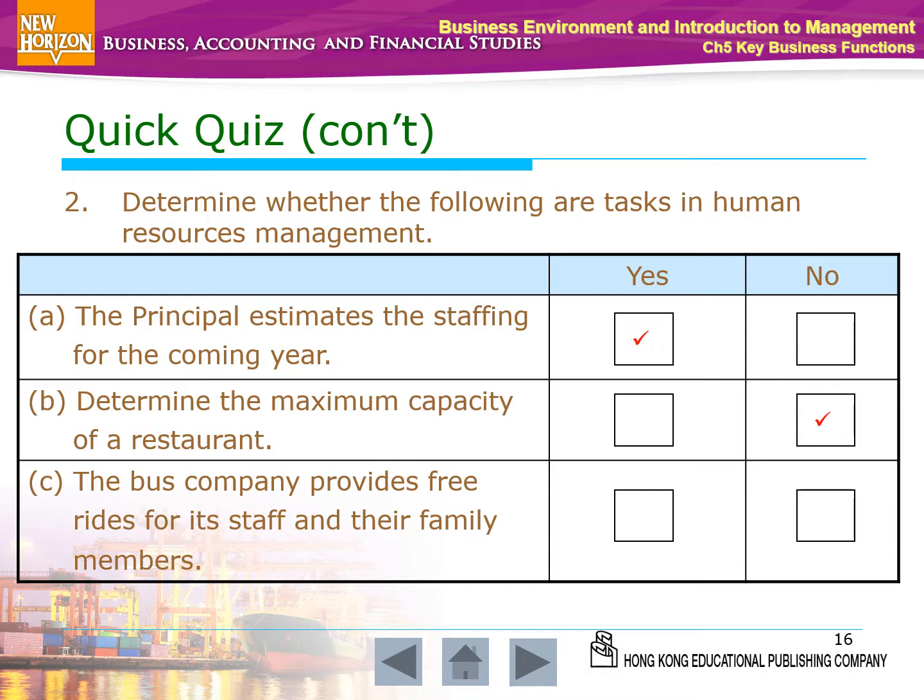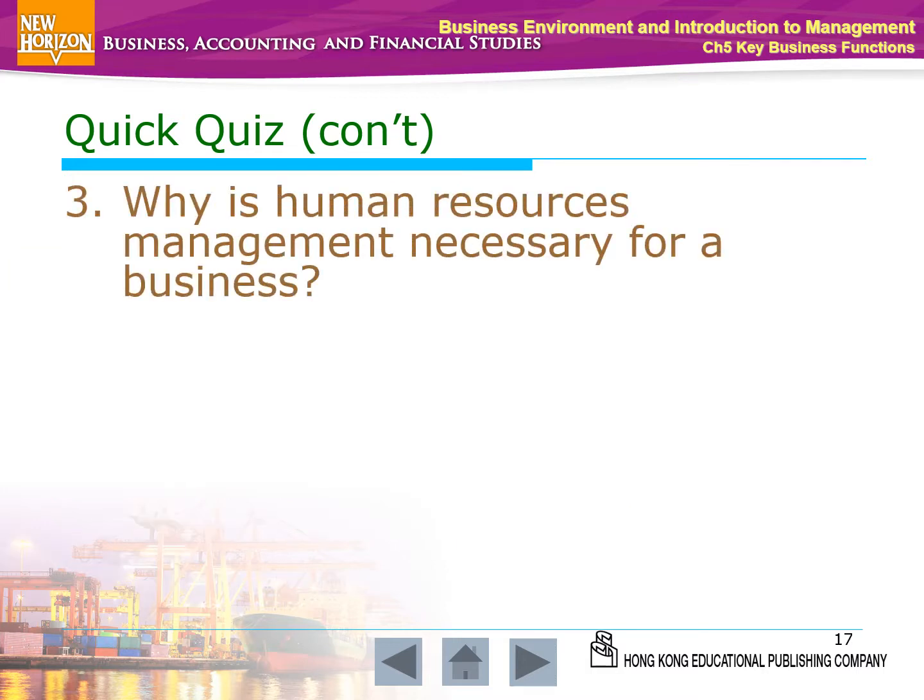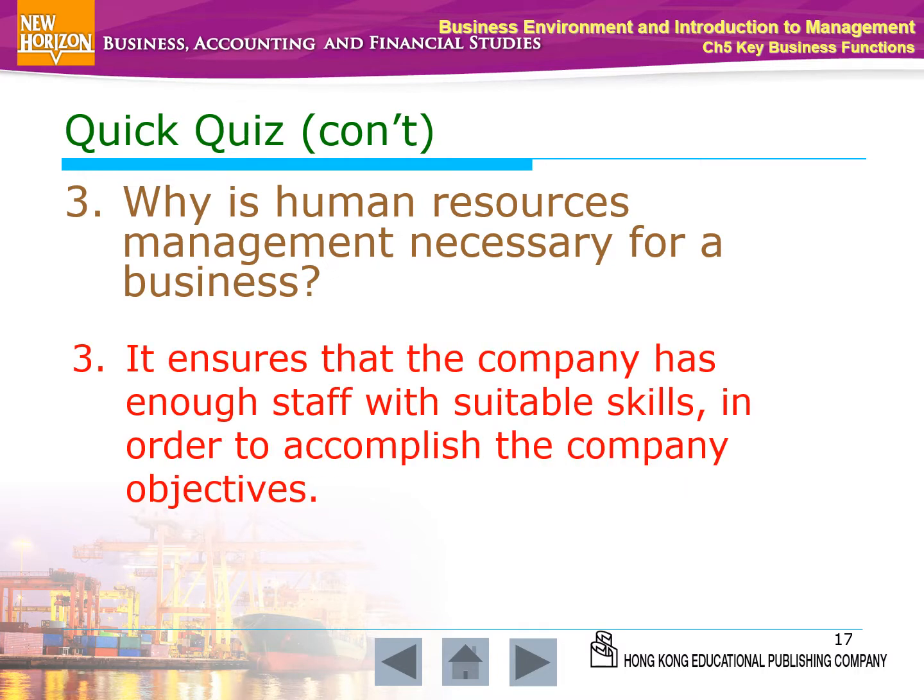Okay, the bus company provides free rides for its staff and the family members. Free rides for its staff is very good for the family of the bus driver, right? It's a kind of compensation. Okay, question, why is human resources management necessary for a business? It refers back to the definition of human resources management. It ensures that the business has enough staff with suitable skills in order to accomplish the company objectives.